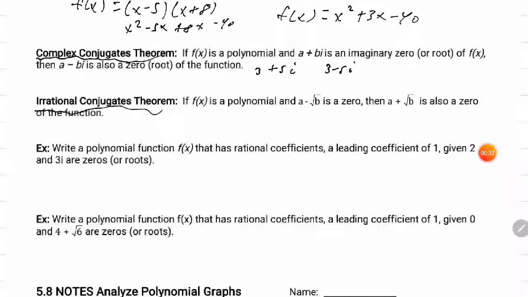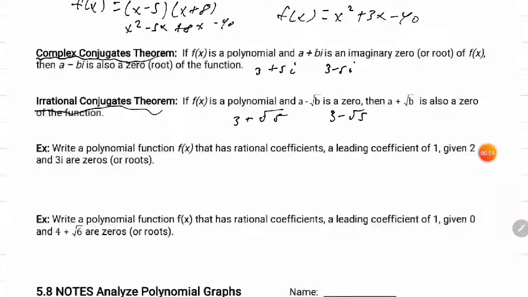And then the irrational conjugate theorem just works with our square roots. So if I had 3 plus square root of 5, then 3 minus square root of 5 would also be a zero. So they always come in pairs.